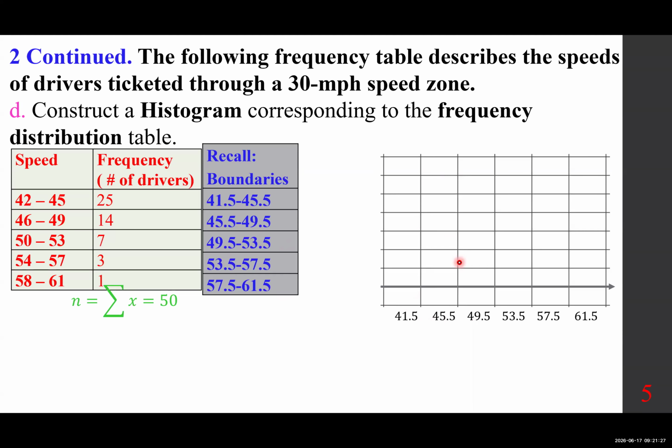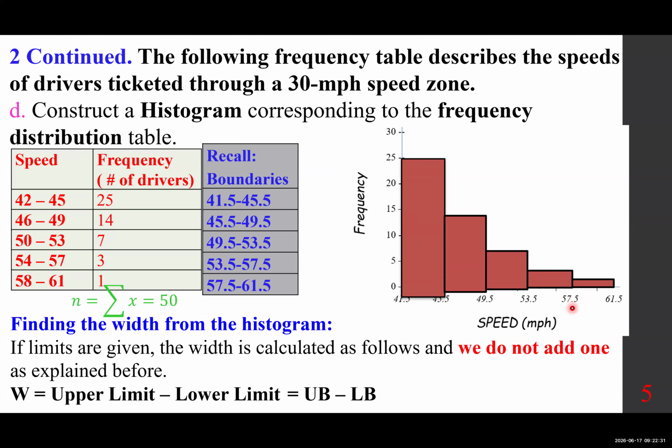Finding the width from the histogram. If limits are given, the width is calculated as follows, and we do not add 1 as I explained before. In MOM, my open math, of course, the best course of action if you have the boundaries: what is the width? 45.5 minus 41.5. If this is not given, you have the histogram. Or 49.5 minus 45.5. Or 61.5 minus 57.5. That's the width. But even if the limits are given, they take it to be that way. So just so you know.